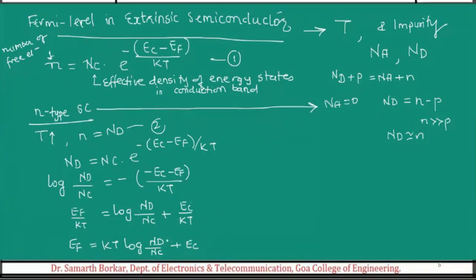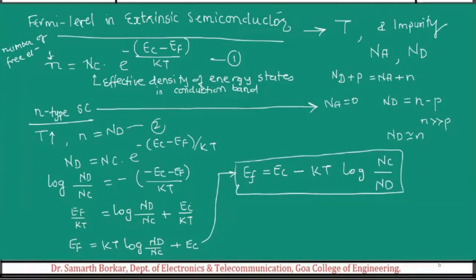Now I can write this as Ef. This is an important equation. Ef equals Ec minus, I am just swapping the numerator and denominator here, kT log of Nc by Nd. Now where T is the temperature and Nd is the impurity concentration. Fine.